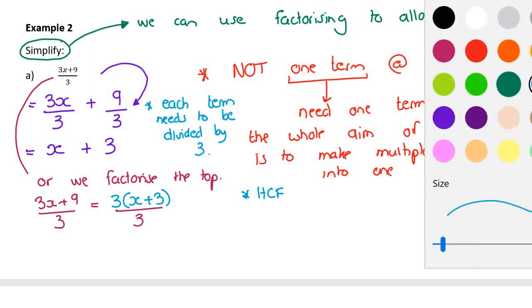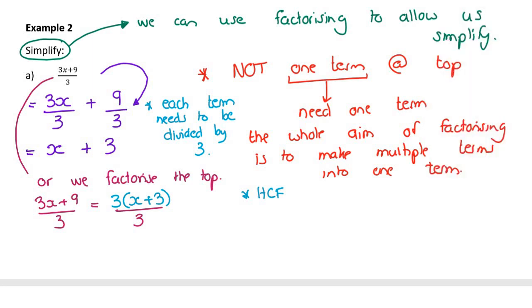Now, because it's one term over one term, you can cancel anything you want. And you'll notice that the 3's cancel. And I'm left with x plus 3, which is the same answer as the previous method. Now again, we don't like the method in blue simply because it does not work for every question.